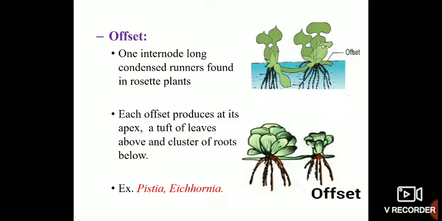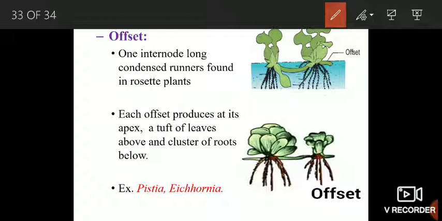Now the third type of subaerial stem modification is offset. Offsets are present in aquatic plants. Offsets are one internode long condensed runners. These are found in rosette plants which are living in aquatic habitats. Here you can see this is an offset. It is a condensed offset, because the nodes are very closely placed to each other. These runners are not so long as the terrestrial runners.